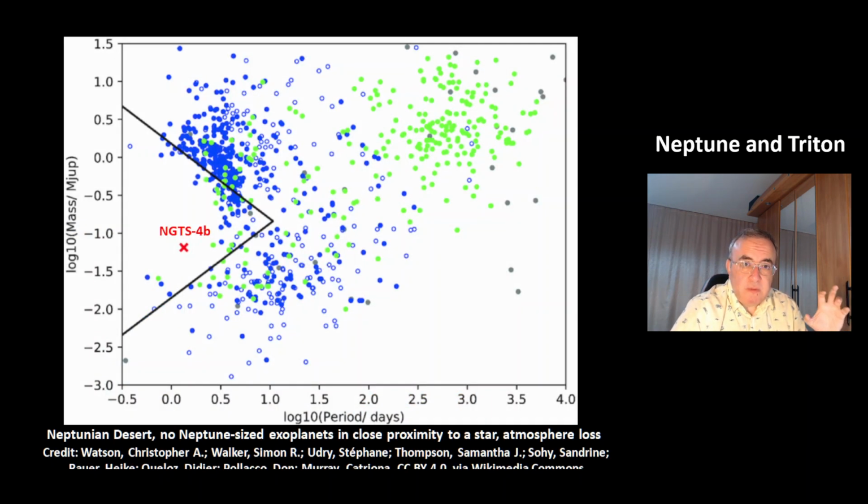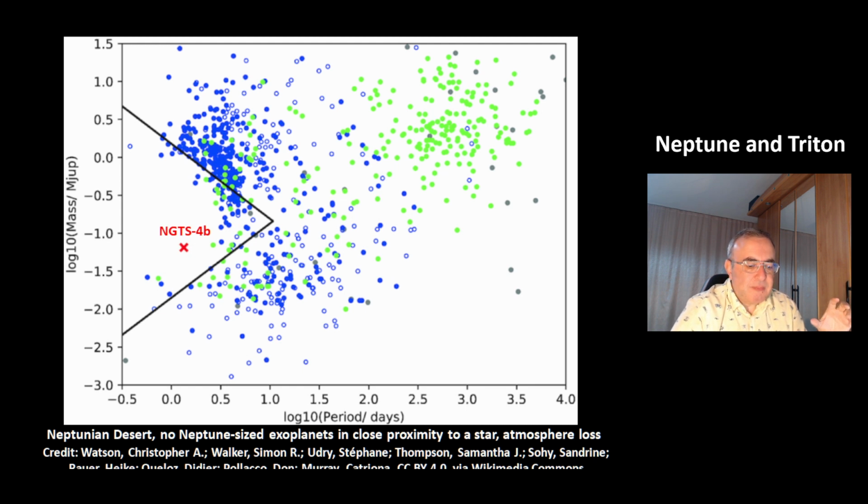Other stars can also have Neptune-sized planets. This is a diagram of these planets. You can see different colors, different detection methods of these planets. X-axis is the orbital period of these planets. Y-axis is the mass of these planets. And you can see there is a gap within these 2 black lines. This is called the Neptunian Desert.